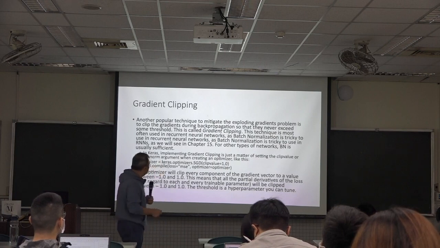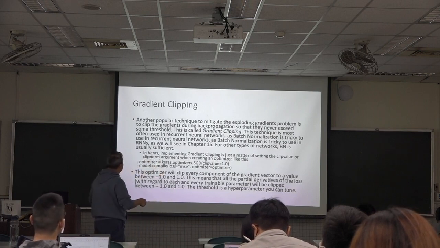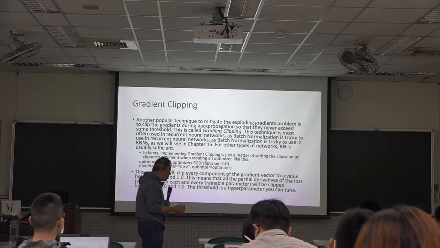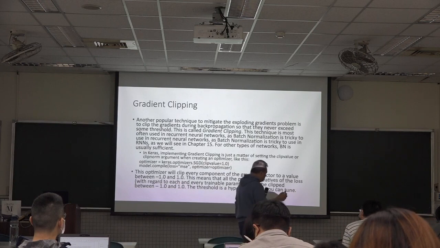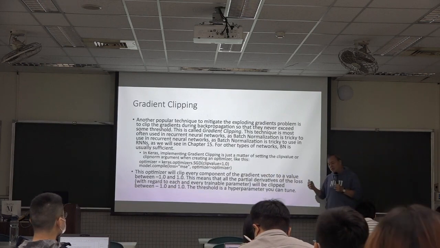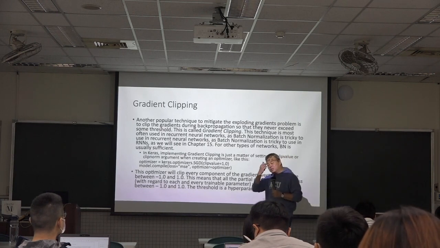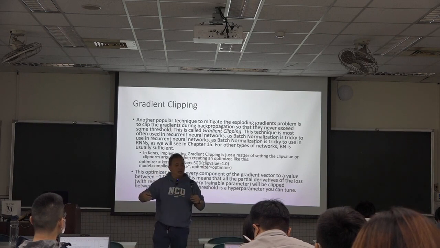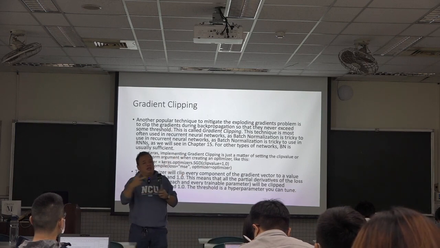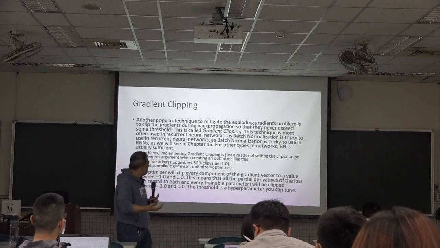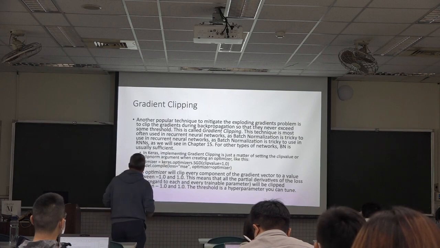This is especially the case in recurrent neural networks. As I said, the exploding gradient problem occurs mostly in recurrent neural networks. So when the gradient is too big, you can just cut it, just clip it. You use scissors to clip it, just reduce the value. That's a very simple idea.